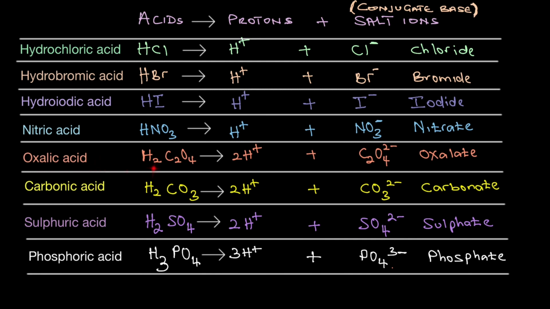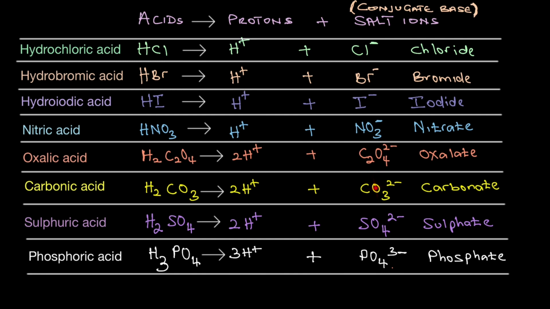Oxalic acid has 2 H's, so it has lost those 2 H's, and you have 2 minus because it has lost 2 plus. Carbonic acid has 2 H, therefore the carbonate is 2 minus. Sulfuric acid has 2 H, therefore the sulfate is 2 minus. Phosphoric acid has 3 H, therefore the phosphate is 3 minus. Because they are from their acids, they are salt ions.